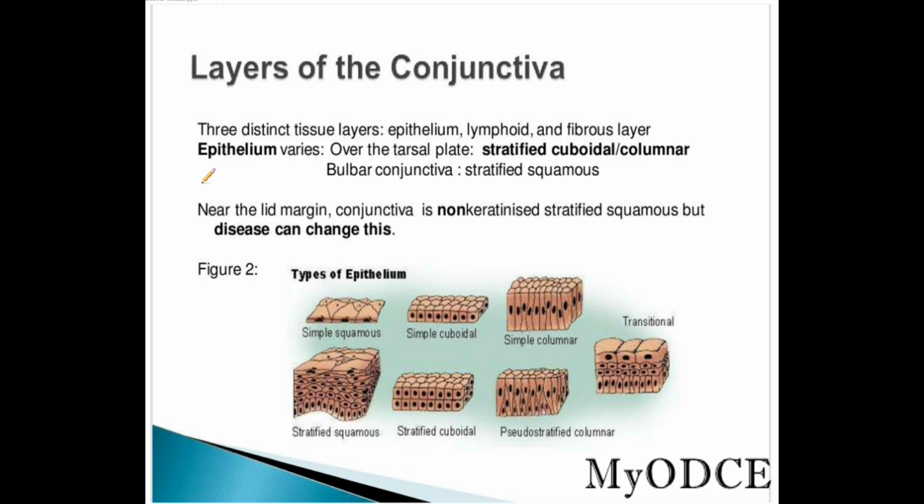Near the lid margin, the conjunctiva is non-keratinized, an important distinction to make: non-keratinized stratified squamous epithelial cells. But disease can change this. So when you see keratinization, that's also a big clue that something's happening. Why this is interesting is because the conjunctiva over the tarsal plate has a stratified cuboidal or columnar shape, it will help to understand why follicles and papillae have the appearance that they do.